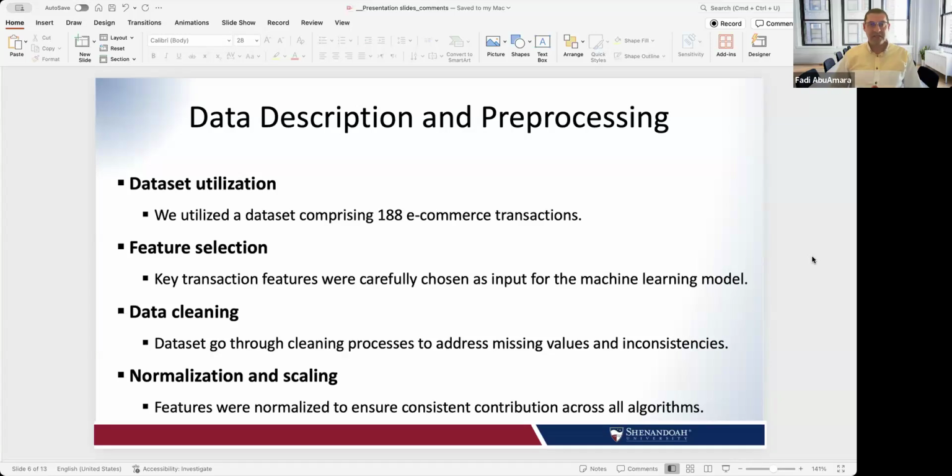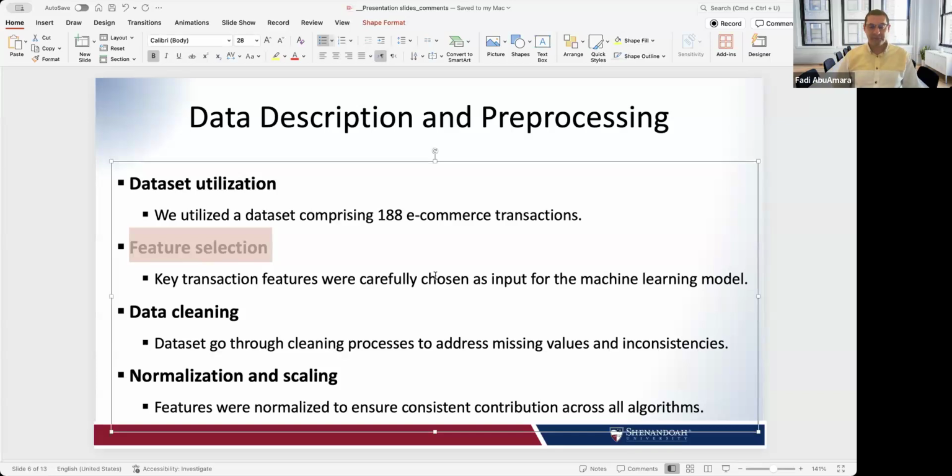So let me now discuss the data description and pre-processing. First, dataset utilization. We utilized a dataset consisting of 188 e-commerce transactions. This served as the foundational data for training and later testing the proposed model. Next, we speak about feature selection. Key transaction features were carefully chosen as input to the machine learning models, like transaction amount, time, location, and previous transaction history.